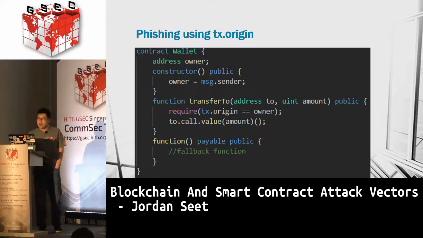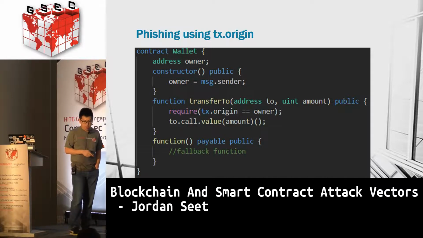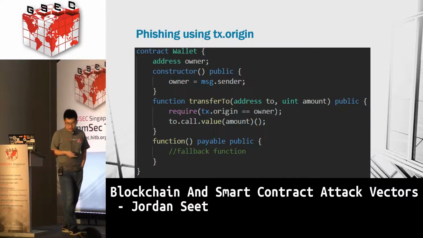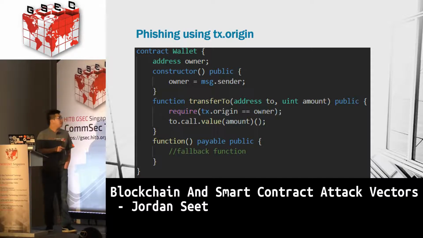We can do phishing as well using tx.origin. So this is very Ethereum specific. Perhaps due to lack of time, I'll just skim through this. What I have here is a wallet. And the problem here is using tx.origin, because this wallet has a function transferTo.